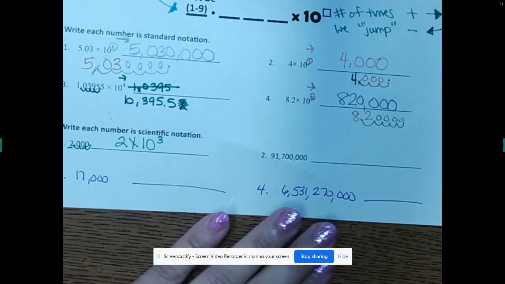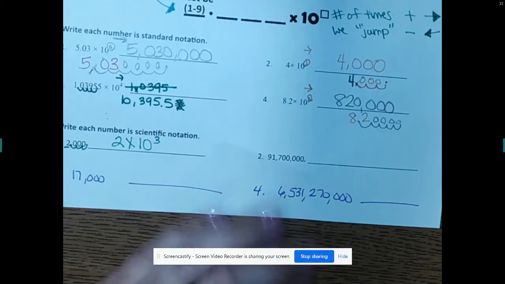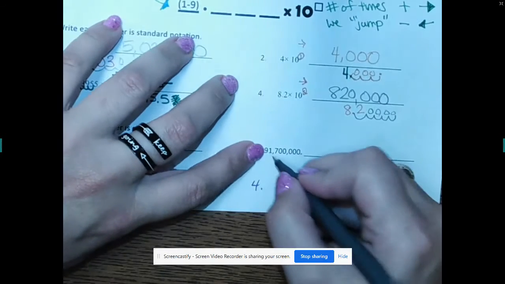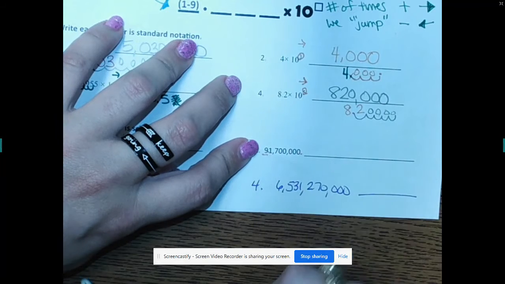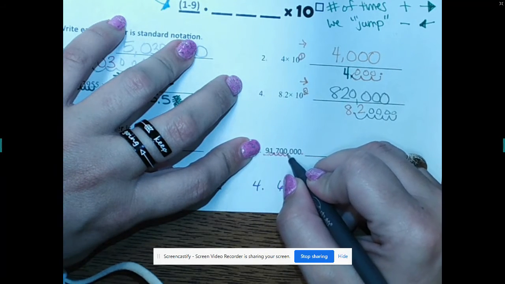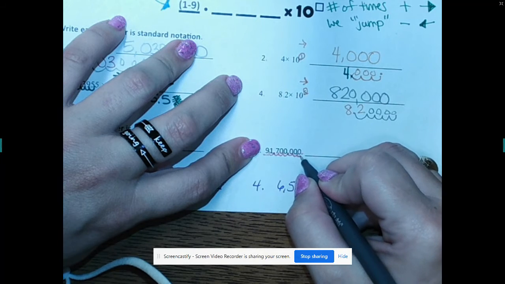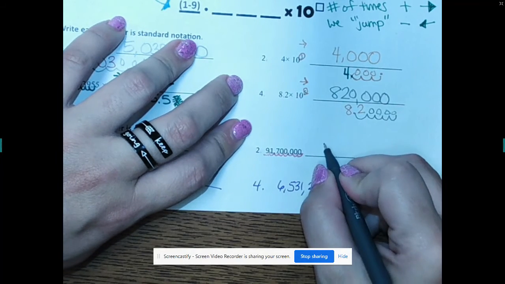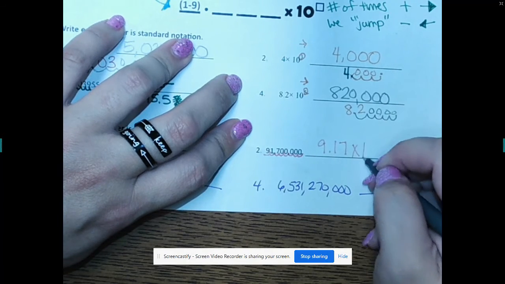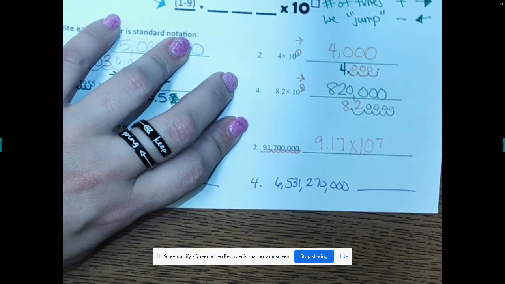All right, 91,700,000. Right now the decimal is at the end. Where do I want it to be? After the 9, because I only want one number before. All right. 1, 2, 3, 4, 5, 6, 7. Did y'all get 7? 9.17 times 10 to the 7.